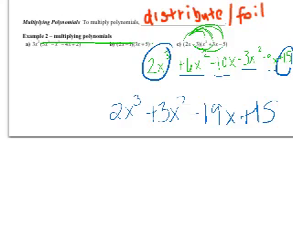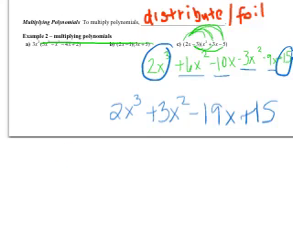So going back through those vocabulary terms we just talked about, you would say that this is a polynomial of degree 3, whose leading coefficient is 2, and constant term is 15. Okay?